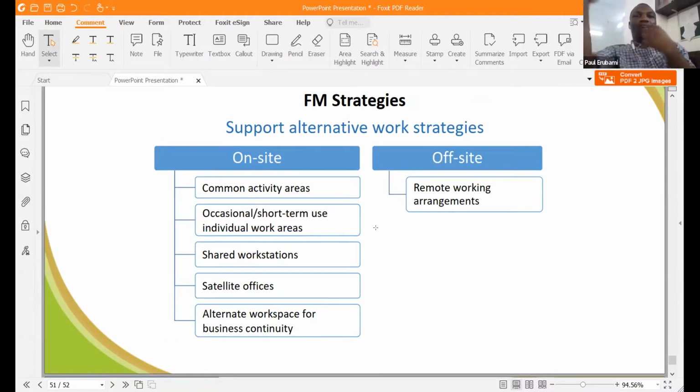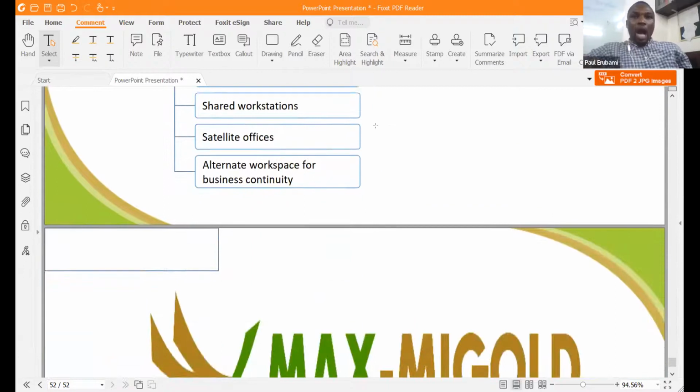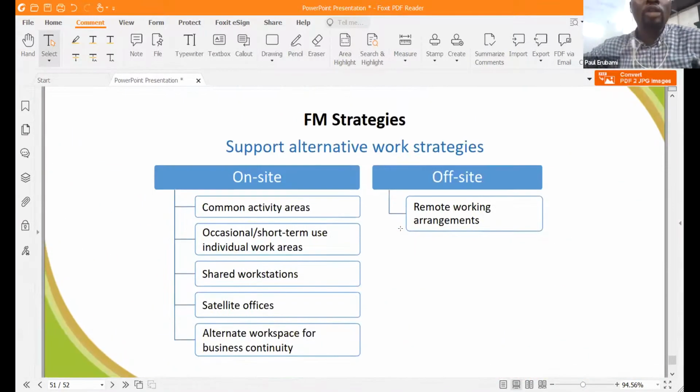So as a facility manager, you should be able to provide on-site services, common area activity, occasional or short-time use of individual workspace, shared workstation, satellite office, and alternate workspace for business continuity. And for some organizations that work from home, you might be tasked to go to their various houses to help them set up a workable workstation that suits their work activity so that they can contribute productively to the overall organization processes.